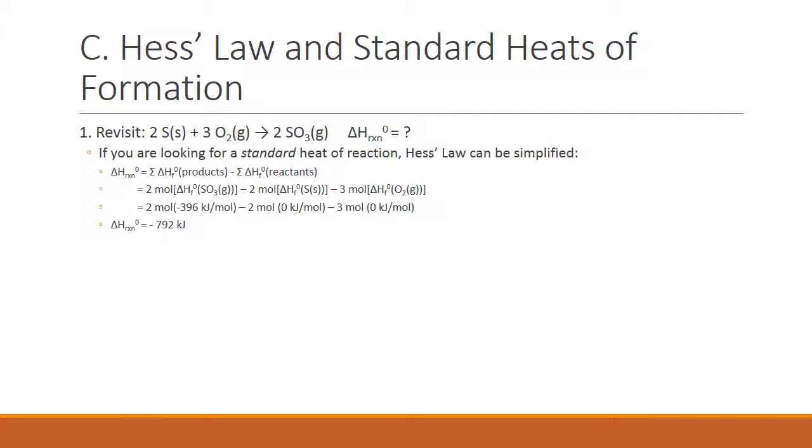So you can see how Hess's law, if we're looking for a standard heat of reaction, can be more easily applied with this summation equation. To summarize, the summation equation tells us that the standard heat of reaction for a reaction, again the superscript 0 means we're talking about a standard, is just the sum of the standard heats of formation of the products minus the sum of the standard heats of formation of the reactants.